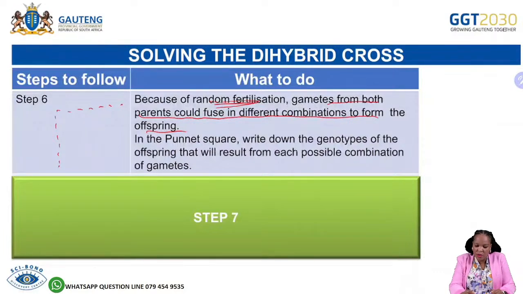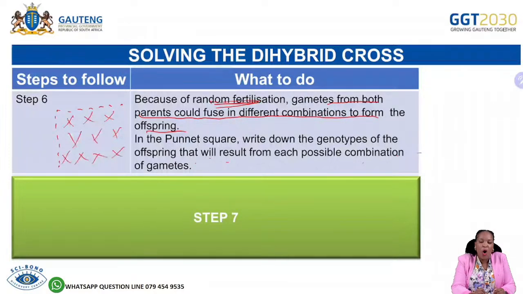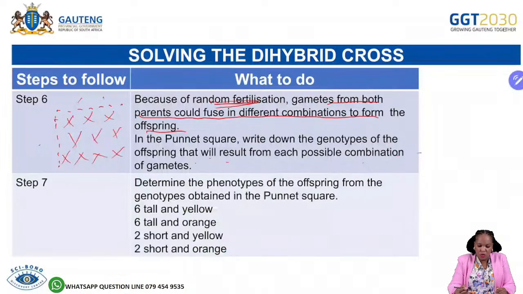Now, in a Punnett square, you're going to write down the genotypes of the offspring that will result from each possible combination of the gamete. So whatever that you get here, these are the possible genotypes of the offspring from all the possible crosses that you are going to do. Step number 7, after getting the genotypes of the offspring, you are going to determine the phenotypes of the offspring. Where do you get the phenotypes? The genotypes obtained in the Punnett square are going to give you what the phenotypes are going to be like.